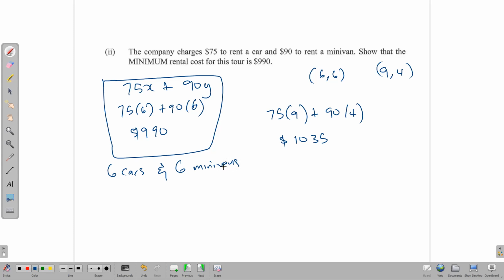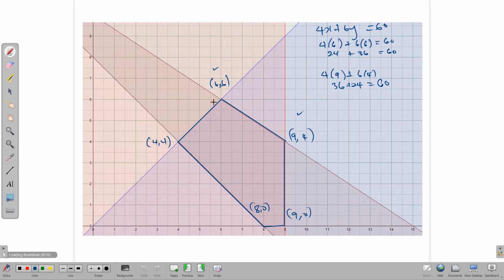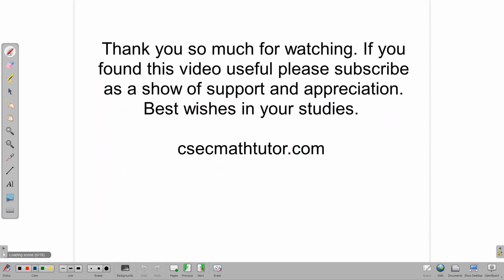If these conditions were not at play and we weren't dealing with exactly 60 people, then the other extreme points would come into play and we would have had a smaller number. But since it's limited to 60, we deal with that. That brings us to the end of the question.